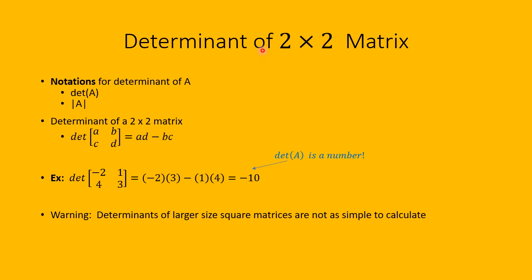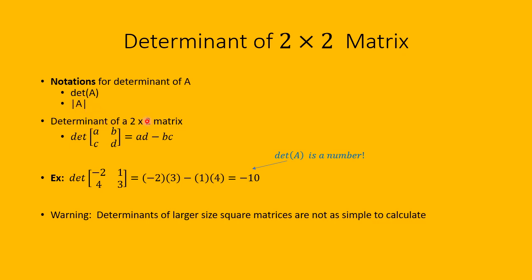So let's talk about the determinant of a 2 by 2 matrix, 2 rows, 2 columns. First, notations that we will use for the determinant of A are det of A, determinant of A, and also this, which represents the determinant of A. It looks like absolute value of A, but it's determinant when A is a matrix.